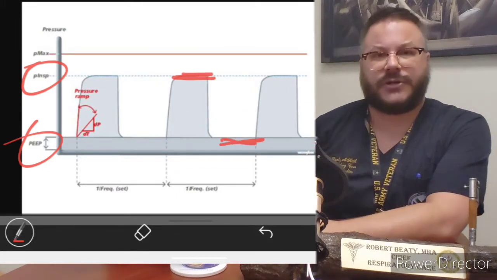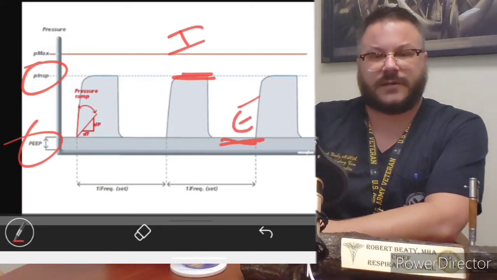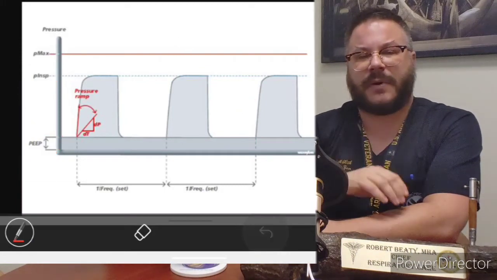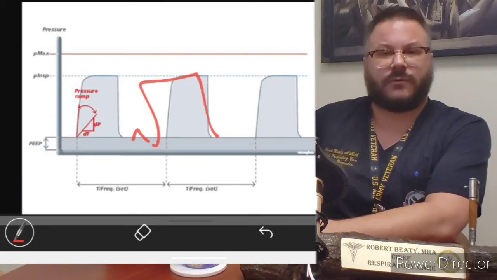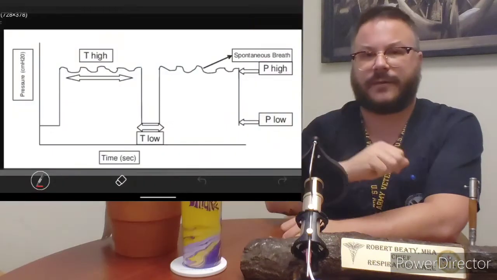Now, we have a normal IE ratio. We're spending more time in the expiratory phase than we do the inspiratory phase. And if the patient were to breathe spontaneously, it could only be done during the expiratory phase, and it would just trigger another mandatory breath.